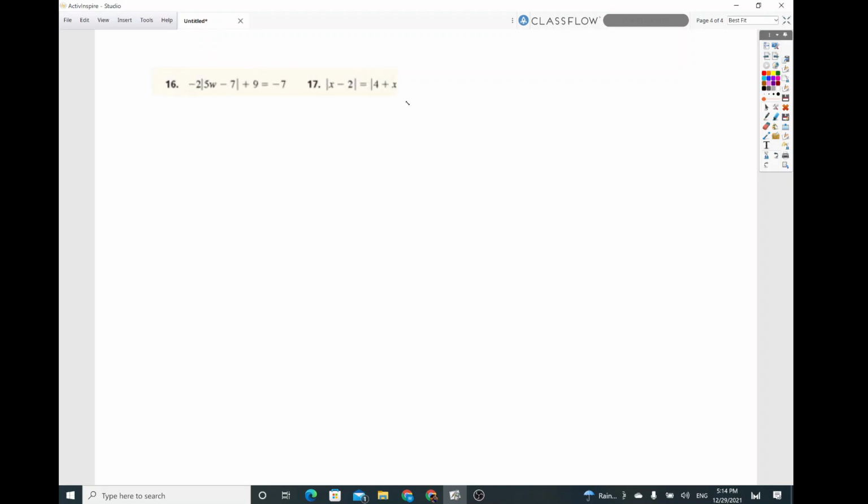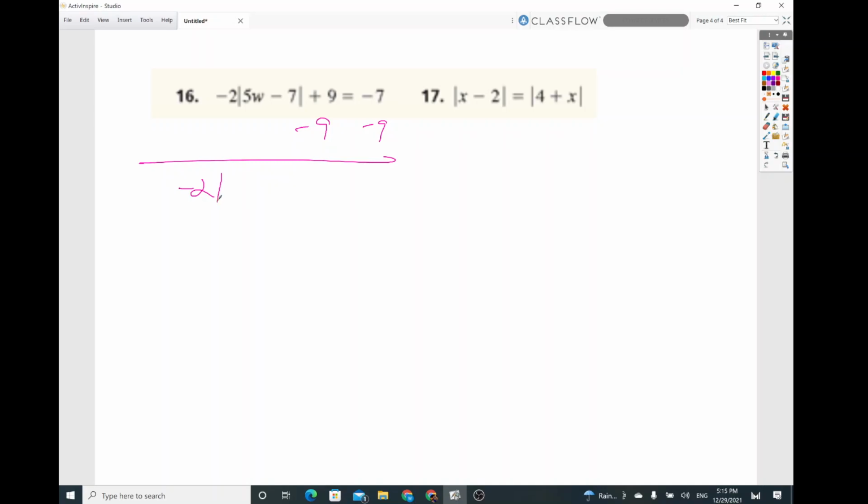Okay, so started off with number 16. To solve absolute value equations, one thing that we need to do is isolate the absolute value quantity. So add 9. While adding 9 here, that means we want to subtract 9 both sides. So we got negative 2 absolute value of 5w minus 7 equals negative 16.